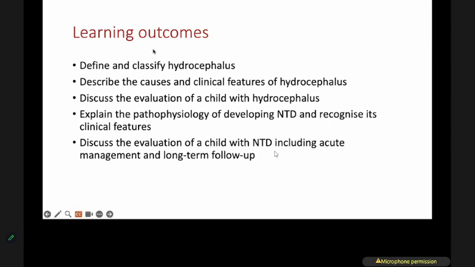Right. So these are the learning outcomes. We venture to define and classify hydrocephalus. I hope you remember how we do that. We describe the causes and clinical features of hydrocephalus. I told you the young ones, older children, adults, and then the elderly. We discussed how it can evolve depending on the type, and particularly in a child. Then we explained the pathophysiology of developing neural tube defects and the clinical features and discussed how to manage a child long term. Okay, right.